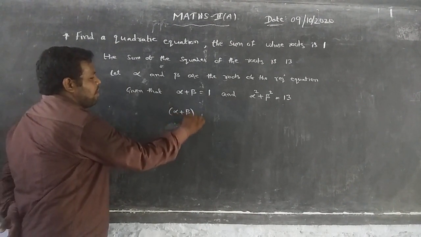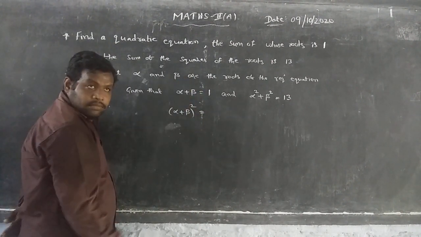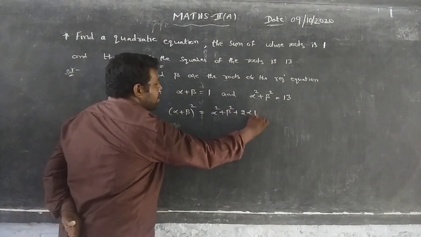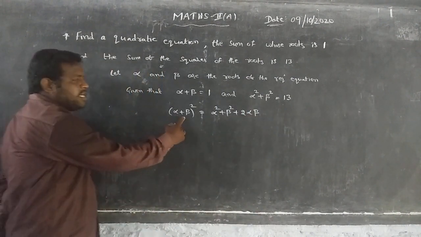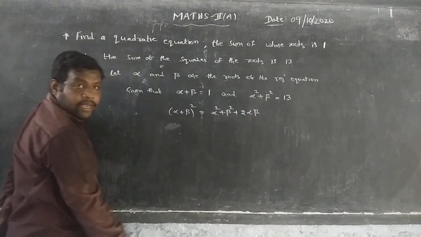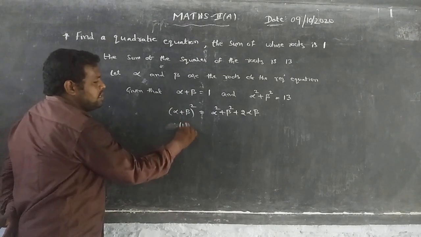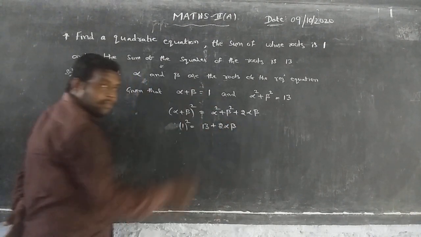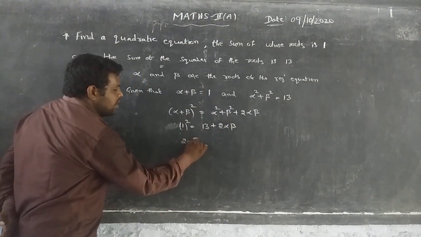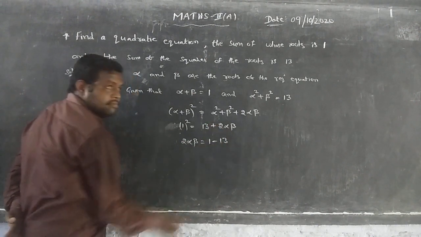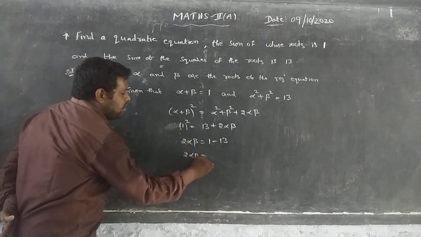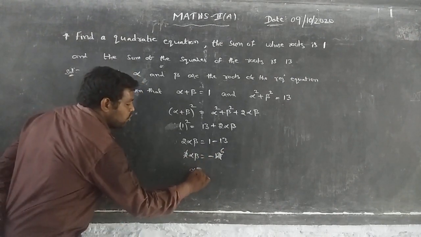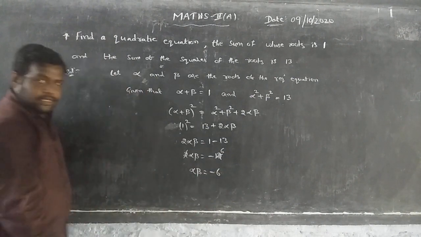What is the formula of alpha plus beta whole square? Alpha square plus beta square plus 2 alpha beta. We know the values of alpha plus beta and alpha square plus beta square. Alpha plus beta is 1, so 1 square is equal to 13 plus 2 alpha beta. 2 alpha beta is equal to 1 minus 13, which is minus 12. So alpha into beta is equal to minus 6.